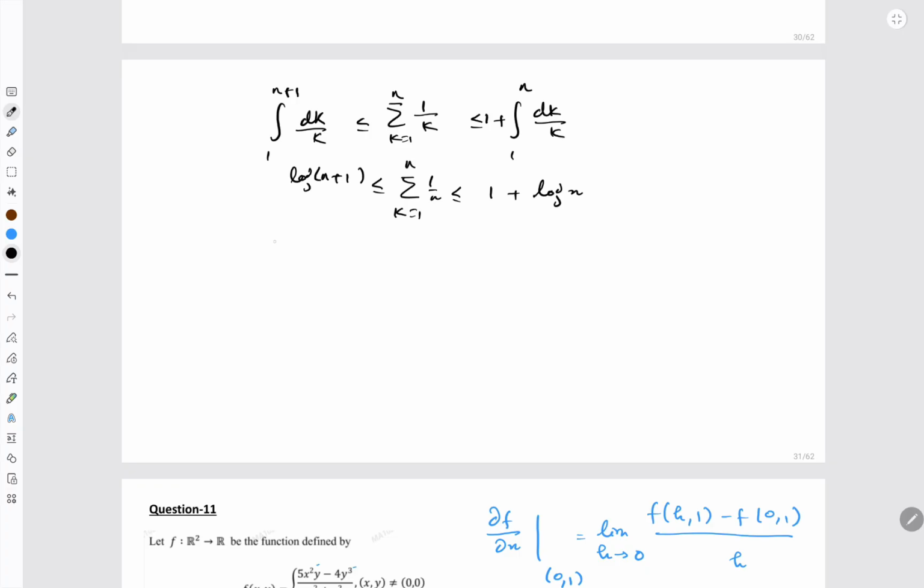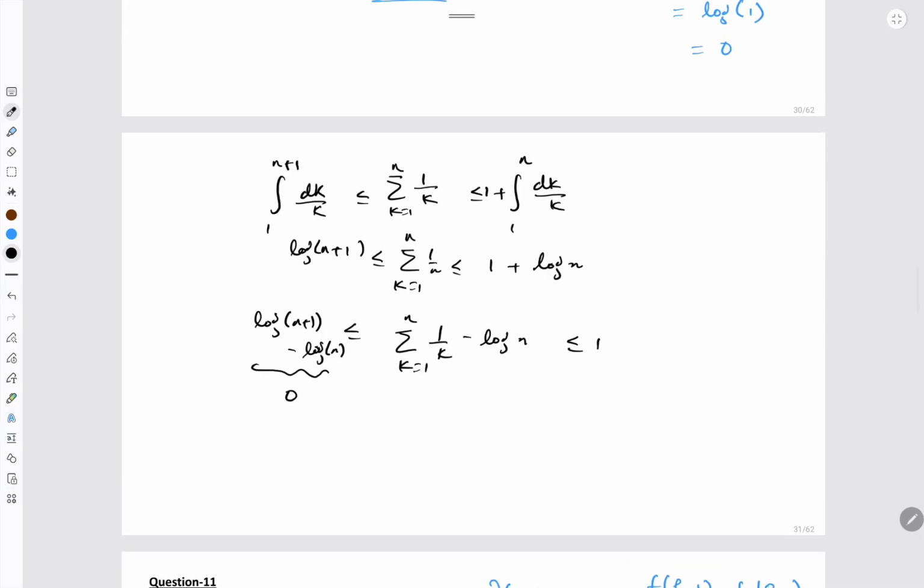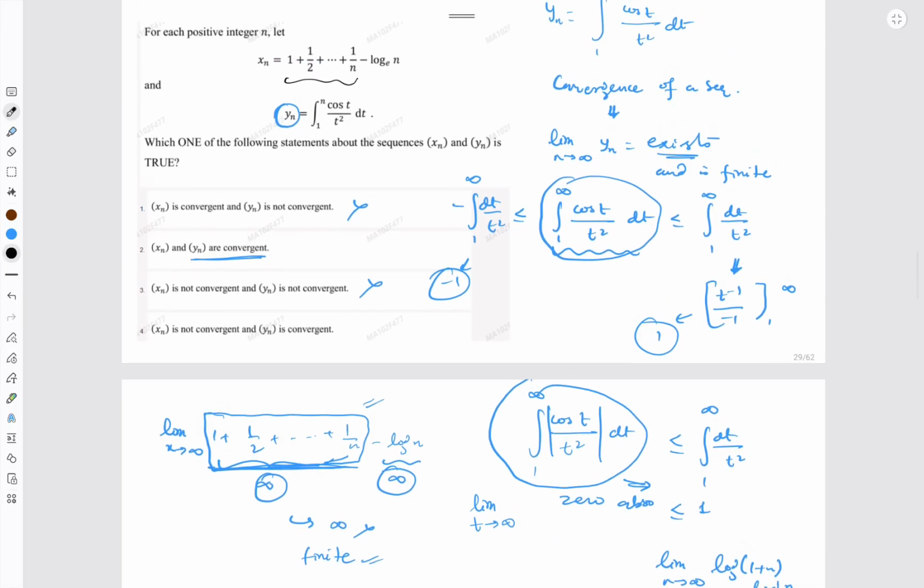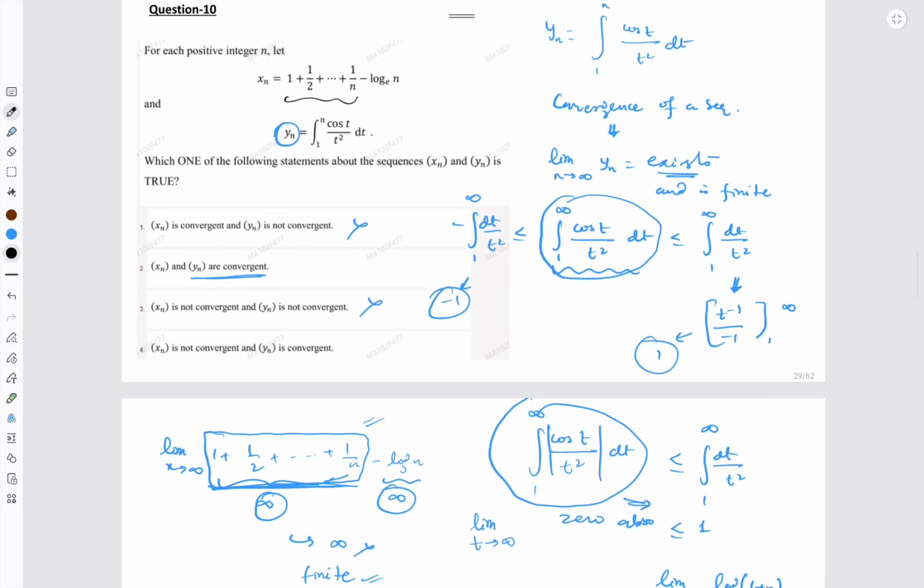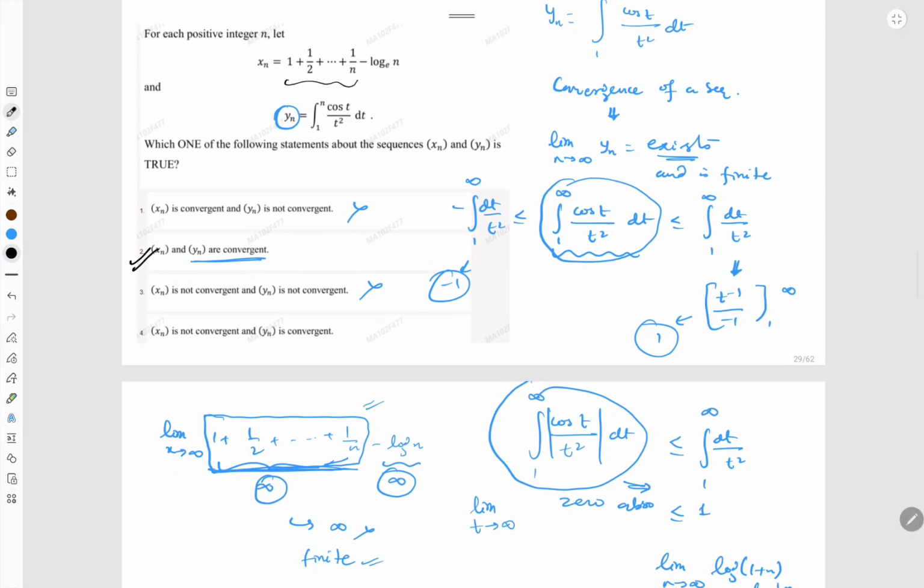So this quantity, if you do this, if I subtract log n, so sigma 1 by k, k equal to 1 to n, minus log n lies between 1 and log n plus 1 minus log n, and I know that this is basically 0, so it is lying between 0 and 1, so I am finding a value of this term, right? So yeah, xn is also convergent, so option 2 is correct.